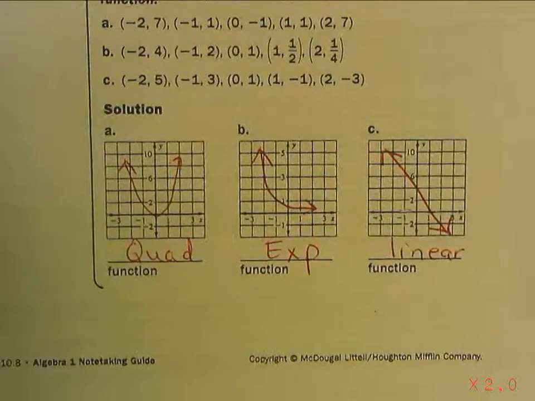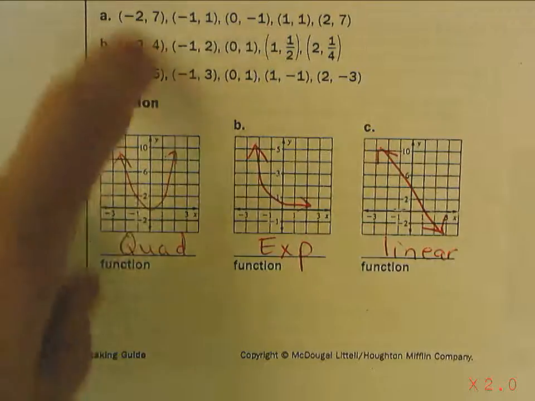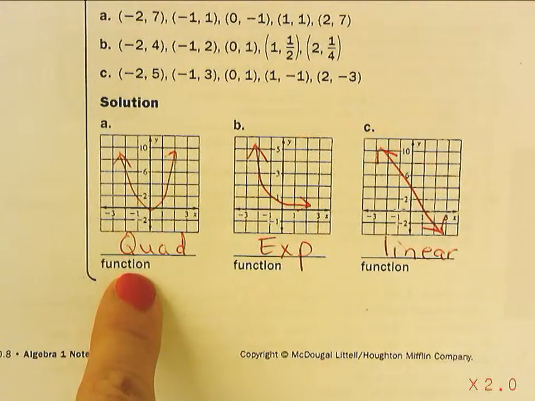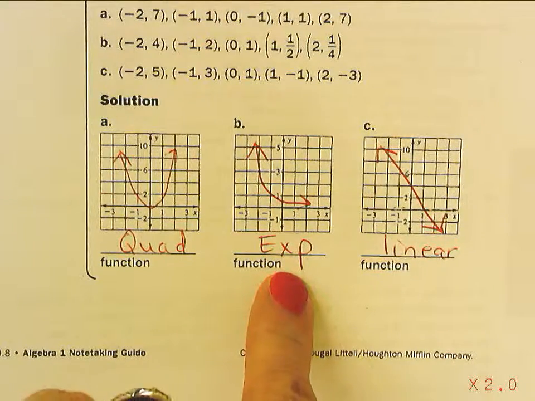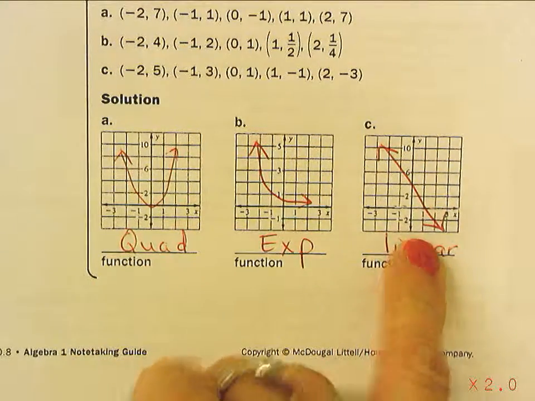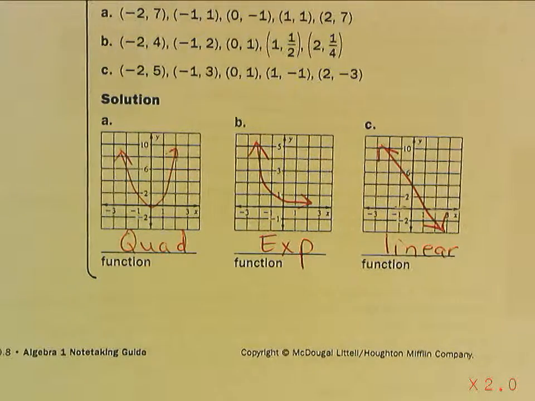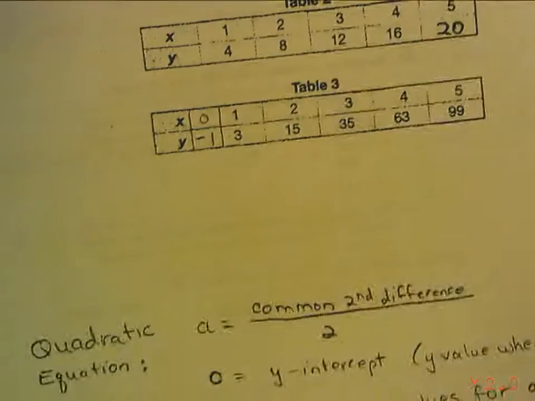Okay, by now you should have graphed the points, and you should have discovered that in A, those points made a parabola, so it's quadratic. In B, those points made a curved line, it's exponential decay. And in C, those points formed a line, so it's linear. So one way to determine what type of function a set of data is, is to actually graph the ordered pairs.